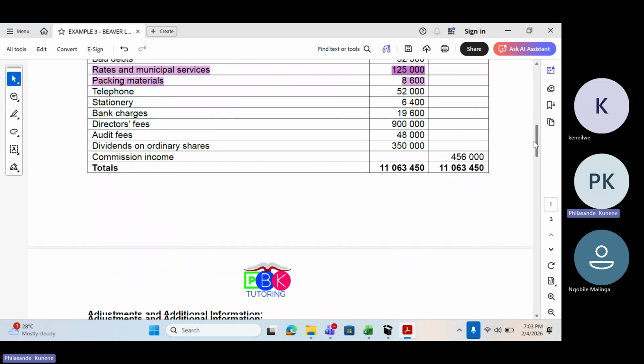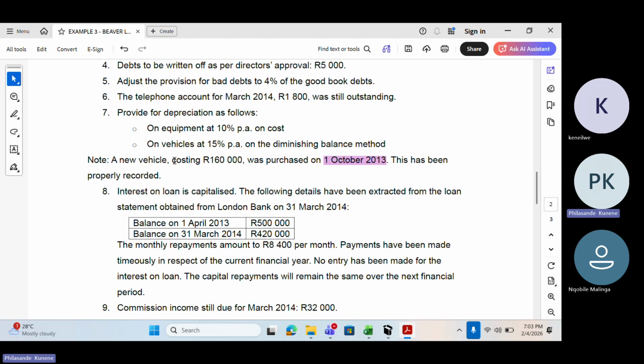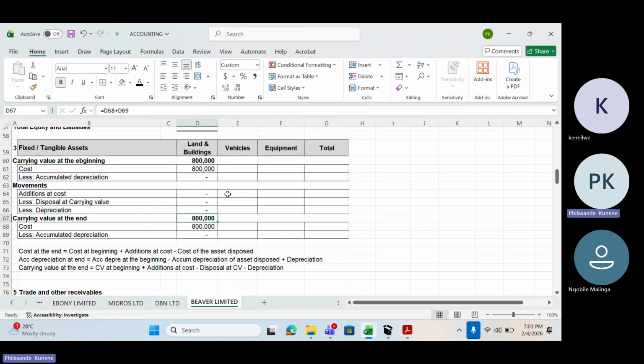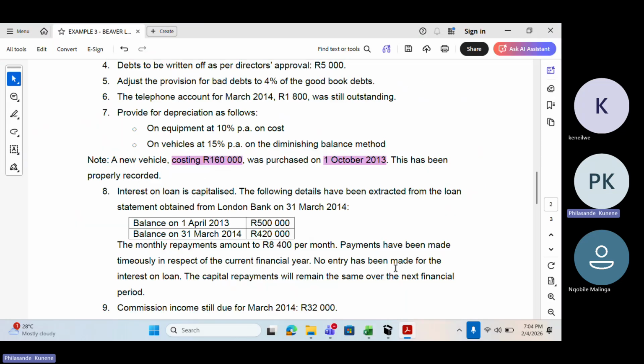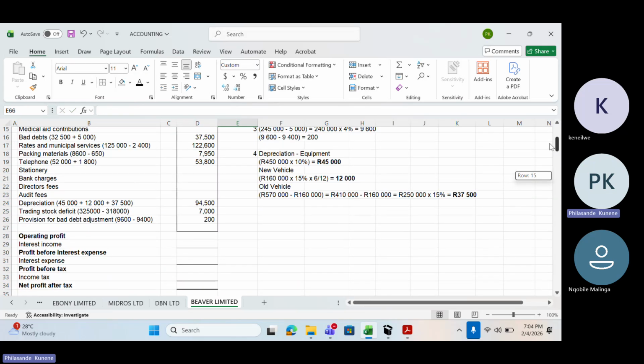What happened under vehicles? We know very well that a new vehicle costing 160,000 was purchased. So now I'm going to have additions of 160,000 rands, right? And then what about disposal for vehicles? We did not dispose anything. We're going to have 0. Less depreciation. We did calculate depreciation for vehicles.